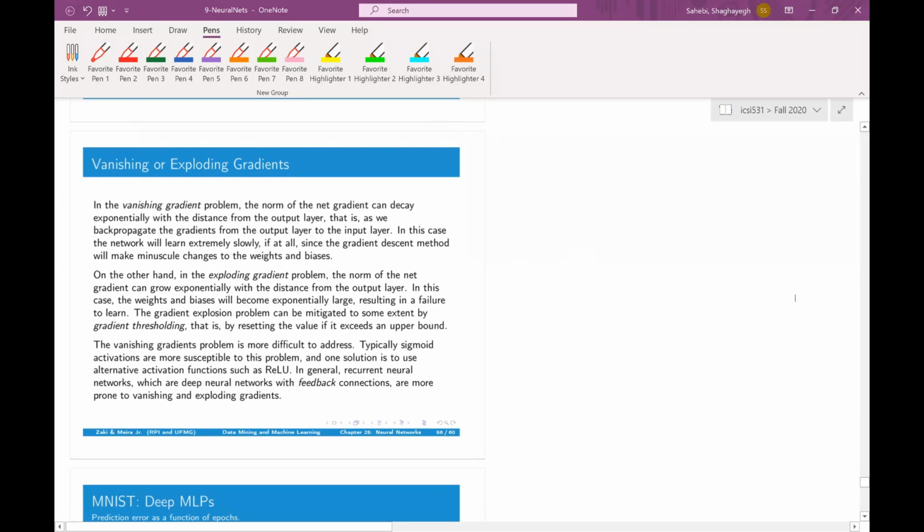We know that the gradients depend on each other. The net gradients depend on each other when we are back propagating them. For example, in multi-layer perceptron, what we had for the net gradient of layer L was like this. The net gradient for layer L was the derivative of f, the activation function for that layer, element-wise product with the parameter matrices of that layer dot the net gradient for the next layer, L plus 1.